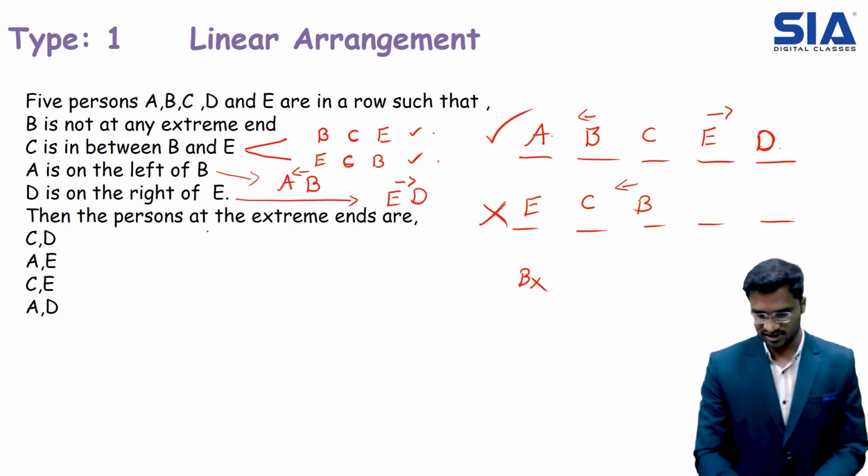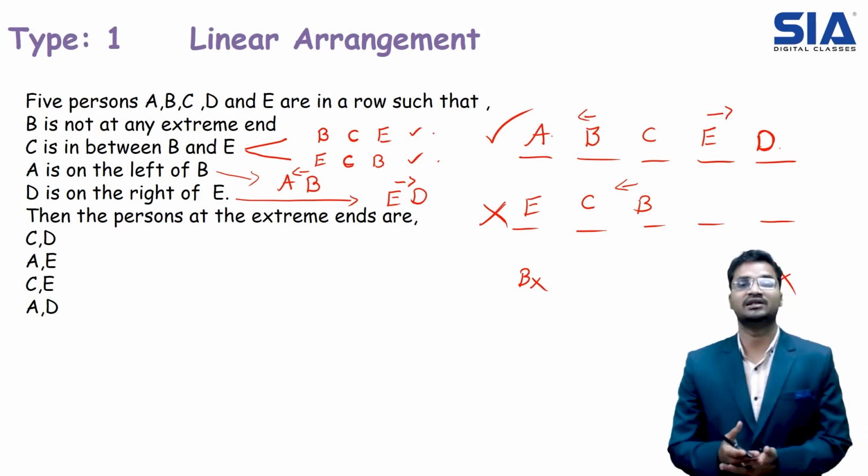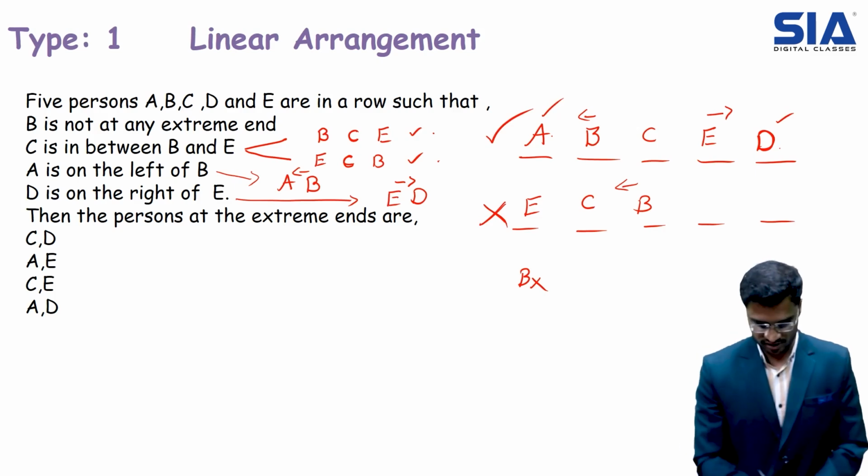Then the persons sitting at the extreme ends are who? A and D, which is option 4.